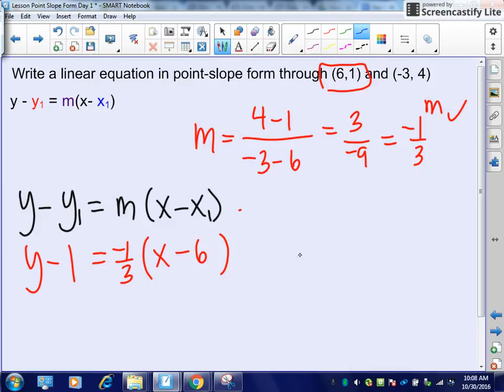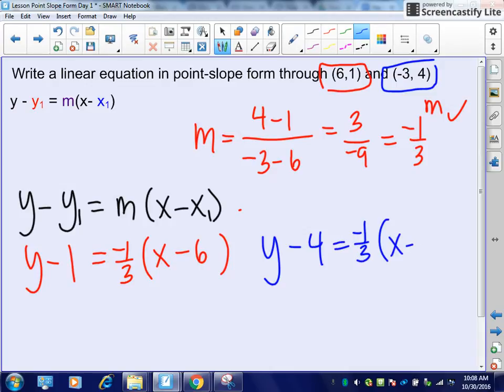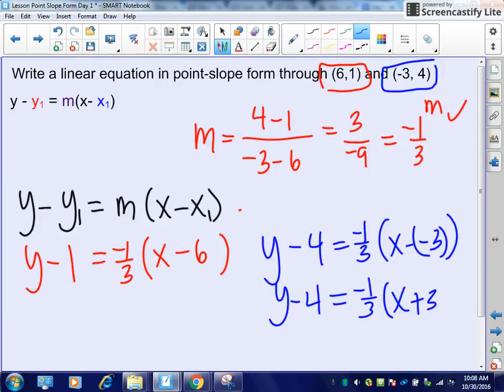If you chose the other point, you should have said y minus the y value, which was 4, equals negative 1/3 times the quantity x minus negative 3. And again, this part can be simplified, so really you should have had the final answer as your equation, y minus 4 equals negative 1/3 times the quantity x plus 3.